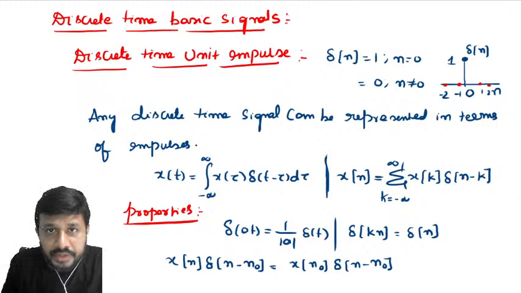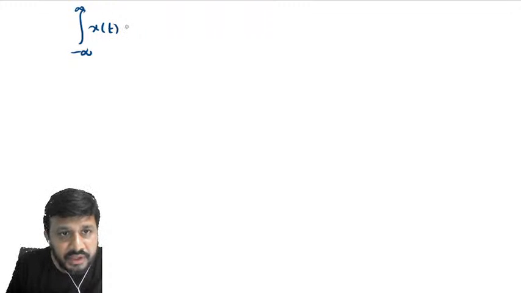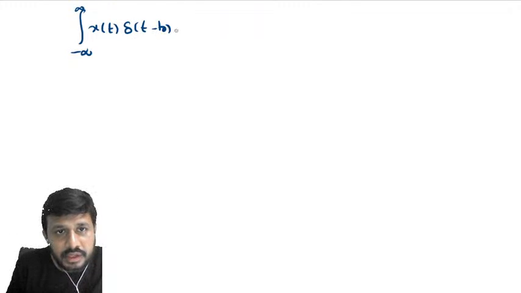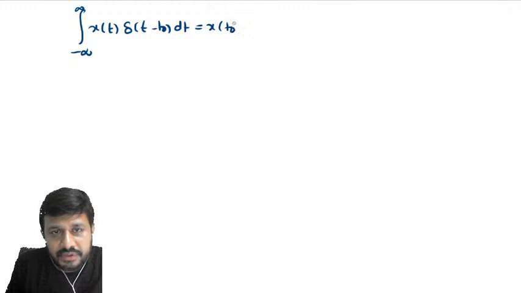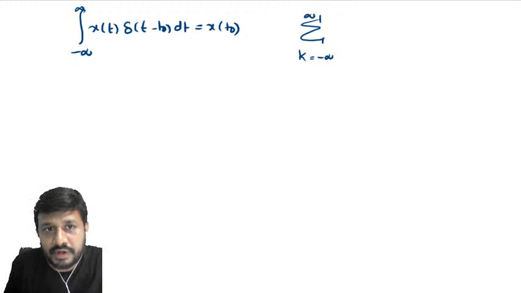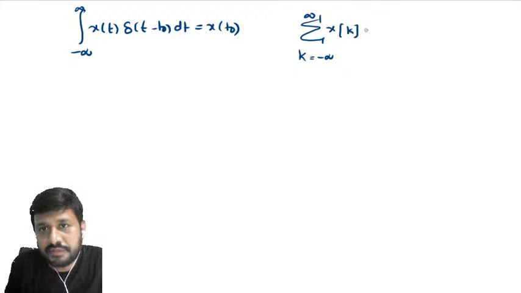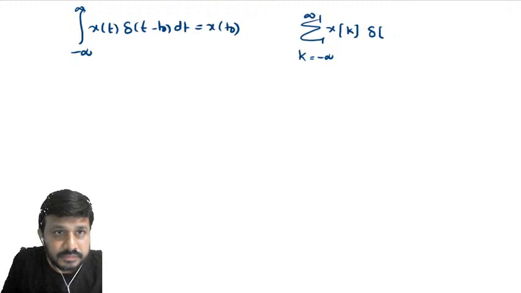Now the other property we can give like this. Suppose integral of x of t into del of t minus t naught dt. If the shift t naught lies between the integration limits, simply substitute the value of shift in the given signal. Here summation k varying from minus infinite to infinite x of k into del of... let me erase this one.